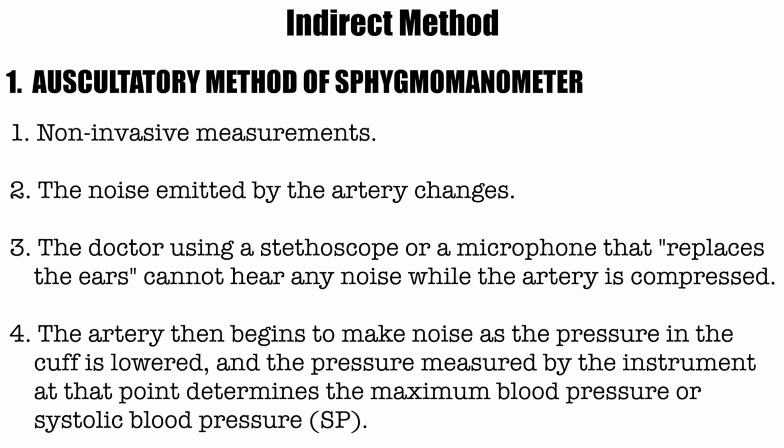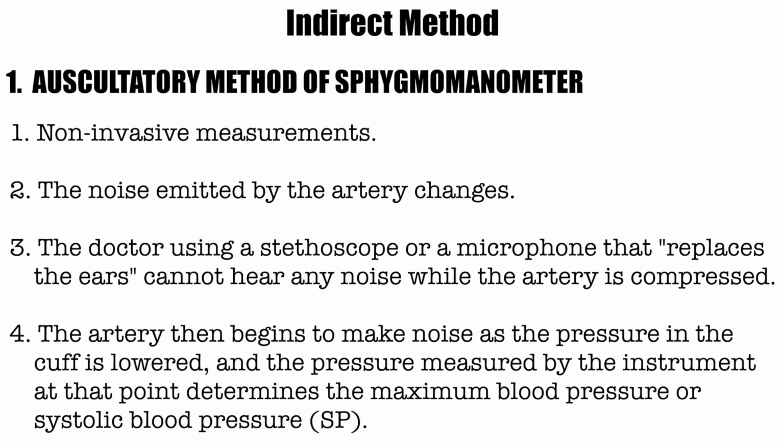First method is the auscultatory method of sphygmomanometer. As this is an indirect method, the measurement is non-invasive. This method makes use of the fact that the noise emitted by the artery changes. The blood pressure is measured by the use of a cuff over the limb containing the artery. Initially, the pressure in the cuff is raised to a level well above the systolic pressure so that the flow of blood is completely terminated.